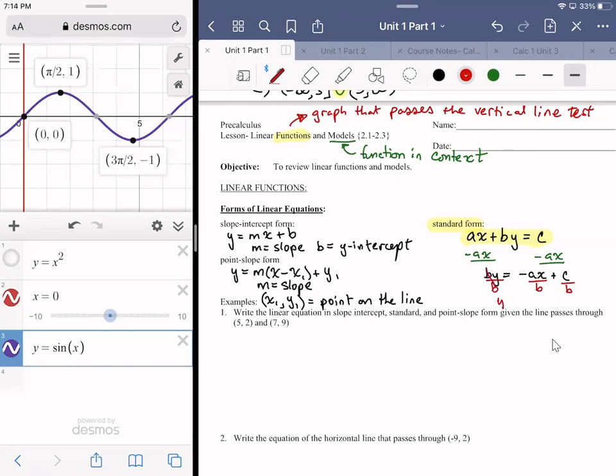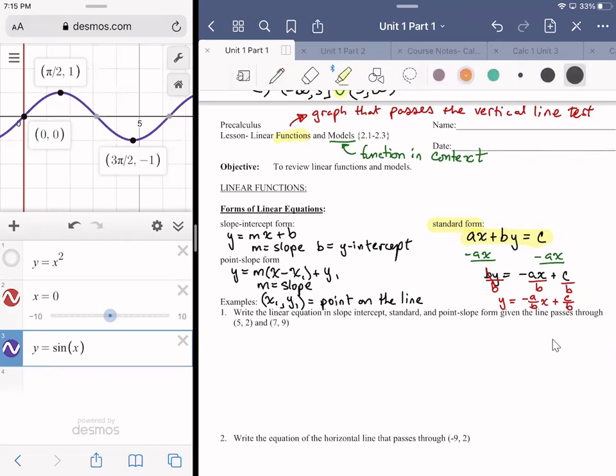So y is going to be equal to negative a over b x plus c over b. So the benefit of doing what we just did, you might look at it and say, well, I don't see any benefit whatsoever. It helps you to pull the slope and the y-intercept from the standard form, right?